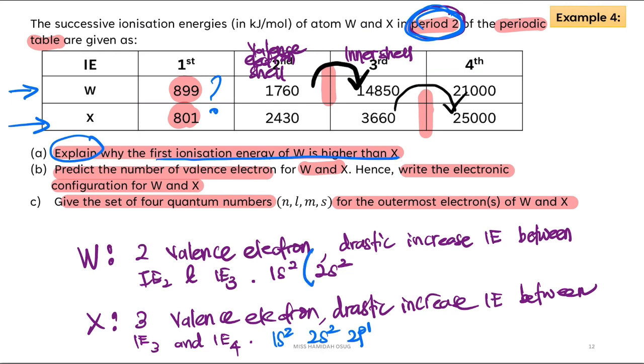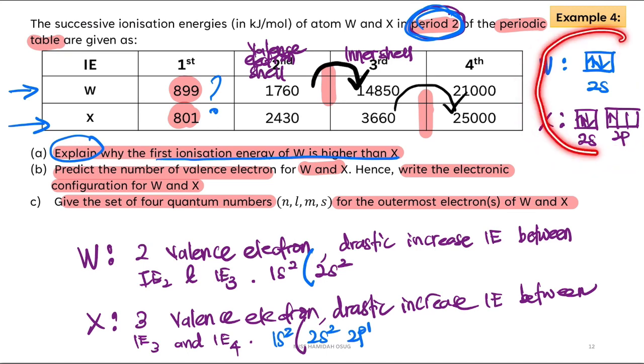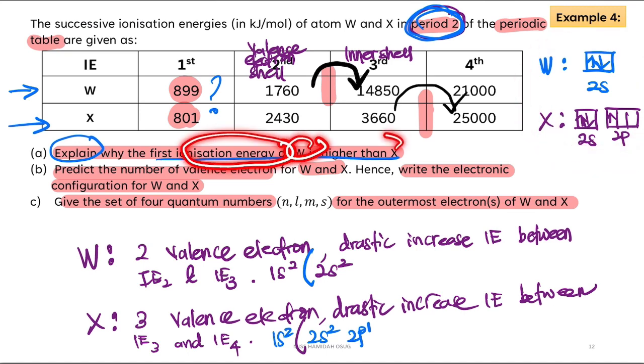Okay, to answer this question, we need to take a look at the electronic configuration of W and X. So for W, the valence electron shell is 2s2, while for X, the valence electron shell is 2s2 2p1. When we look at the orbital diagram for the valence electron shell for W and X, we can see that the first electron to be removed in W is located in the 2s orbital, which is a fully filled orbital. But for X, the first electron to be removed is located in the partially filled 2p orbital.